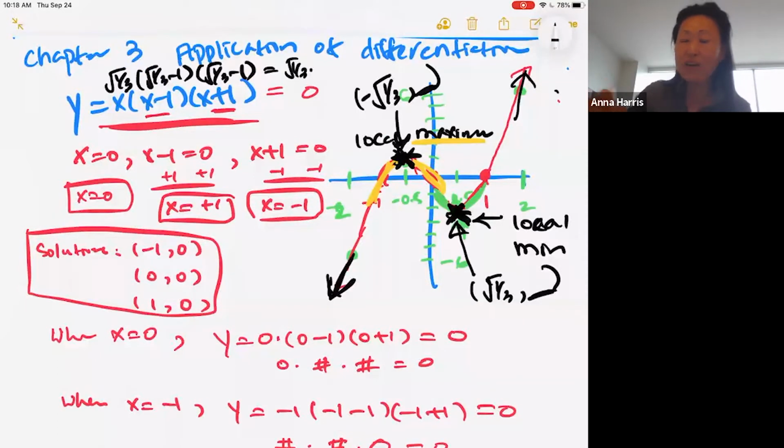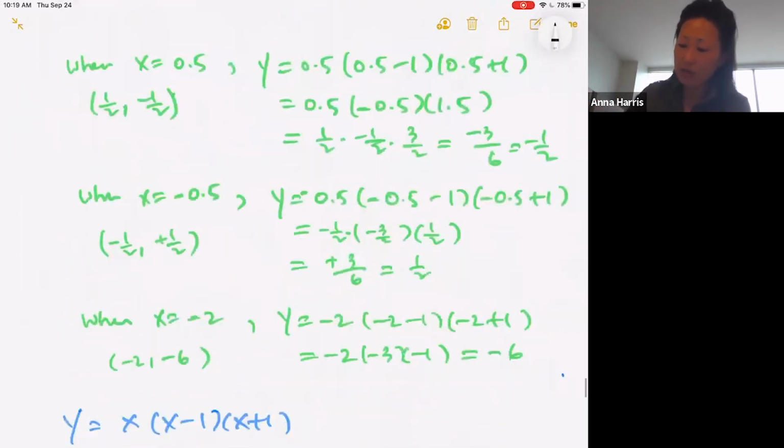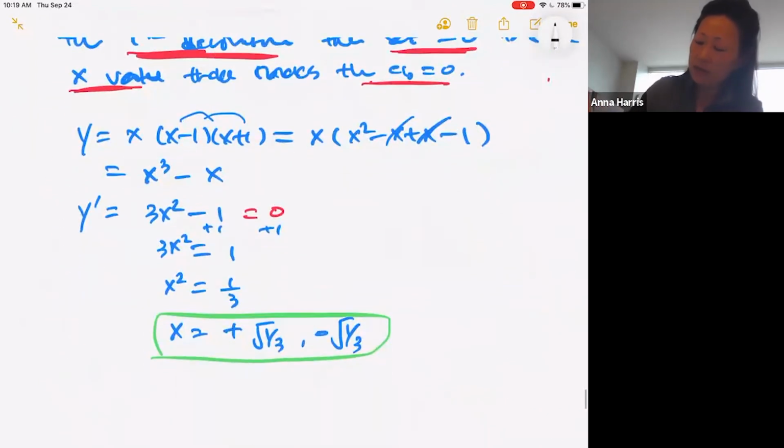It's actually kind of hard to do with the square root of 1/3 minus 1 times square root of 1/3 plus 1. If I just multiply them out, I can plug it in here instead. Instead of plugging in there, I can just plug into the easier one, right here.